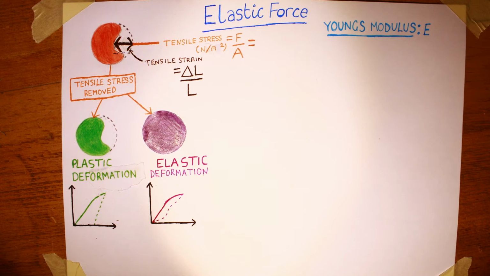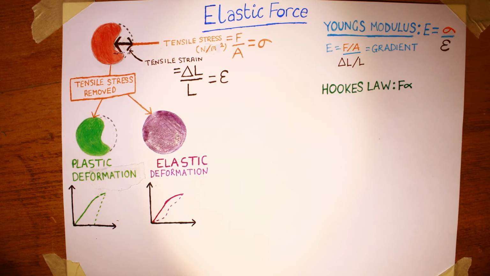I should note, tensile stress can be written as a sigma and tensile strain with an epsilon. Young's modulus is stress divided by strain. It can be observed in the gradient of the line. Hooke's law states that force applied is directly proportional to extension when environmental conditions are kept constant. It can be calculated: force equals constant, for example a spring constant, times extension.